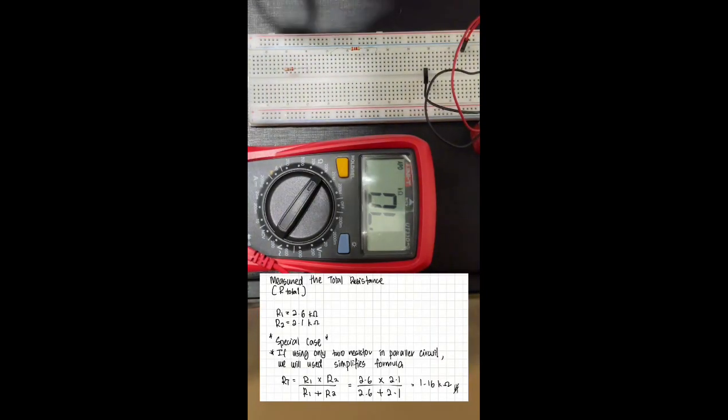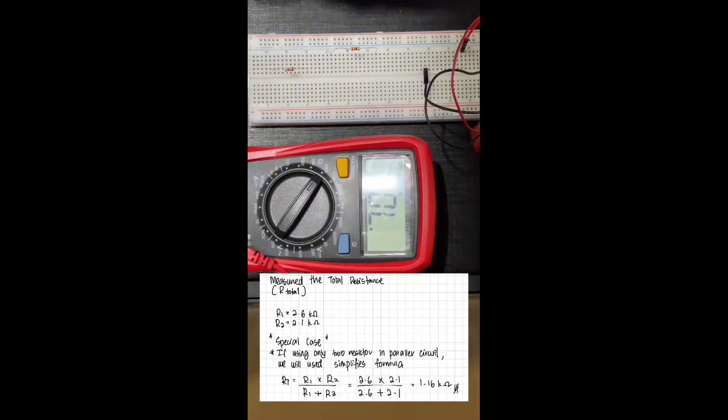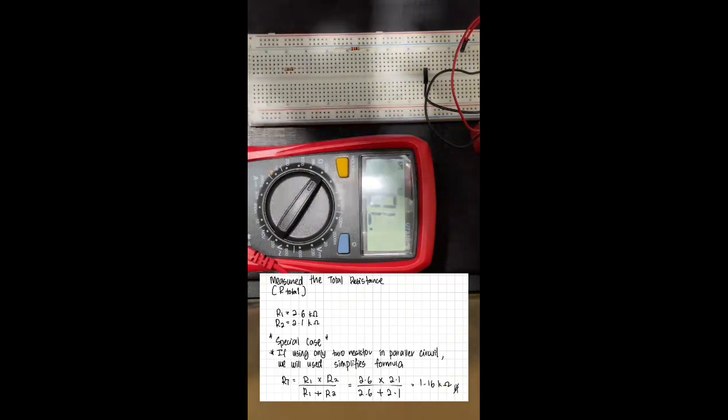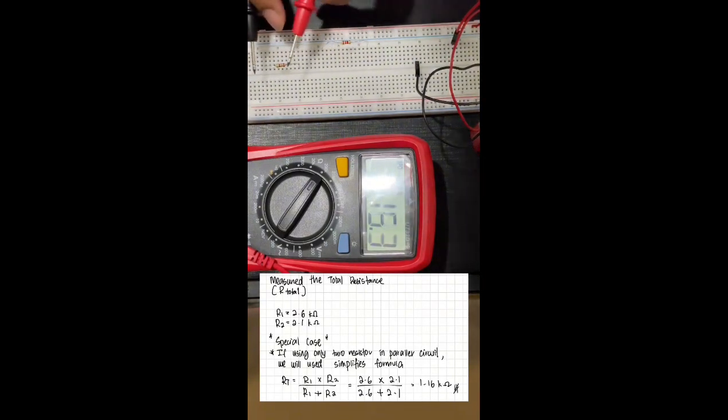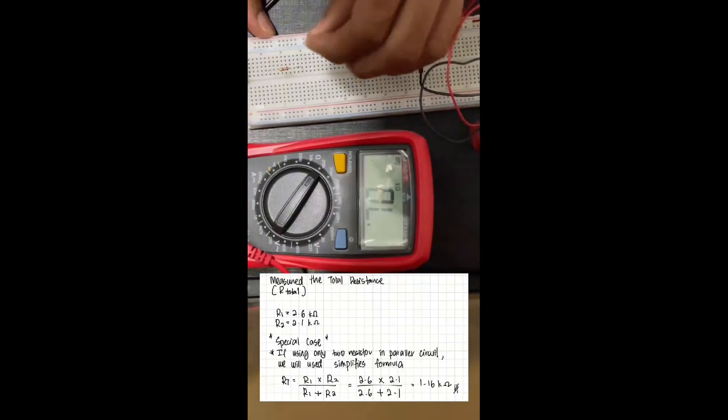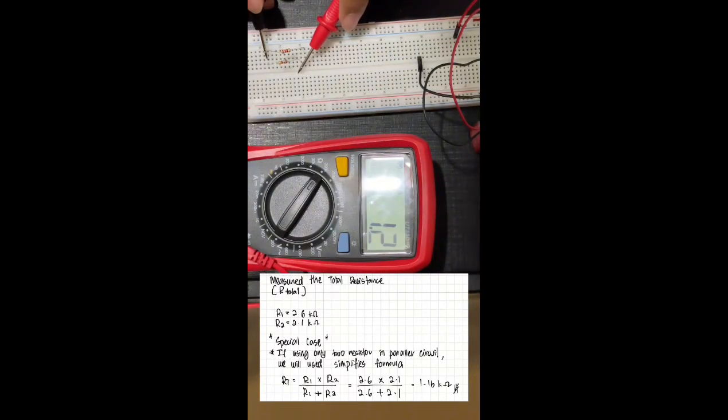To find the R total for the parallel circuit, we will use the special formula: R1 multiplied by R2 over R1 plus R2. R1 is 2.1 and R2 is 2.7. So the R total is 1.2.